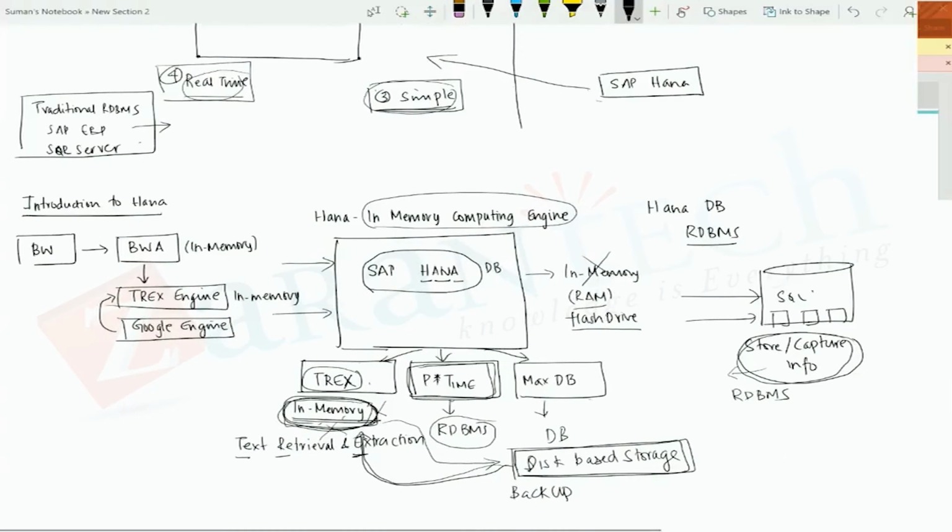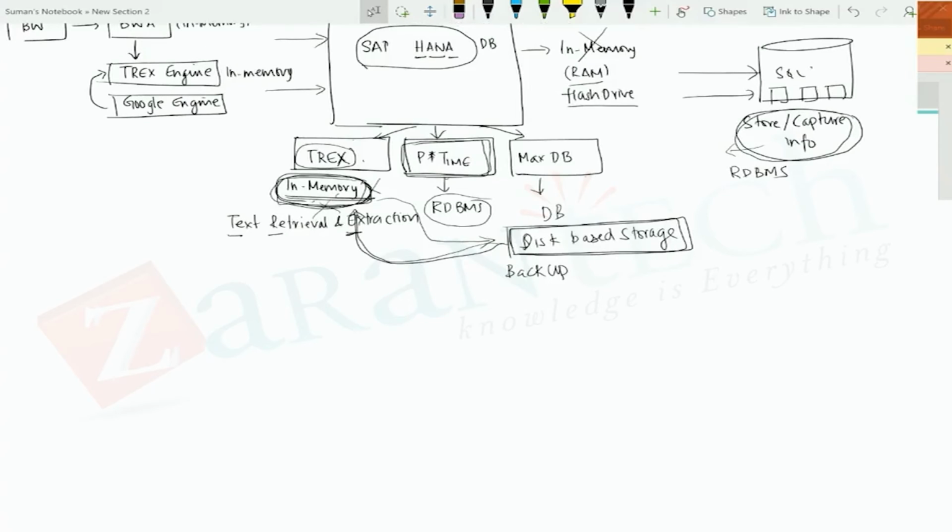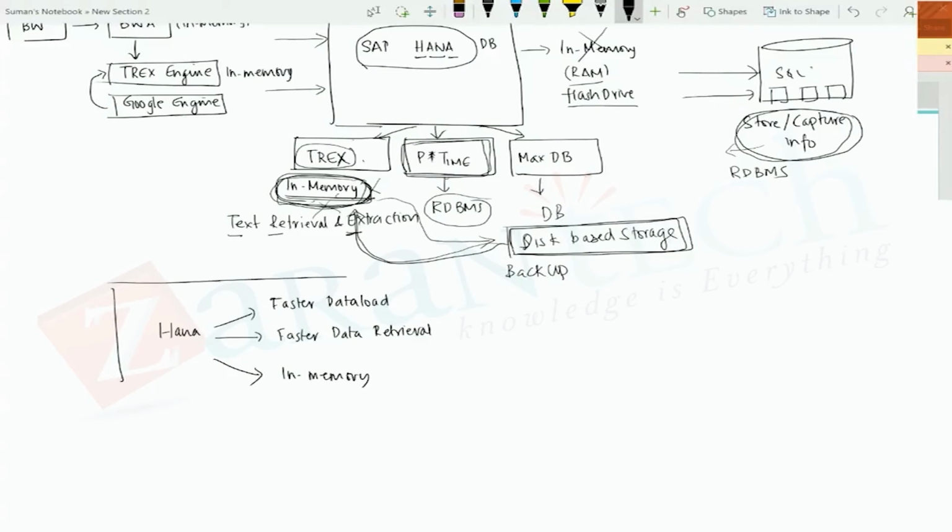So that is an introduction to SAP HANA, right? But let's take a deeper dive. We also understand that the moment we say SAP HANA, we say faster data load. These are the common things that you will hear. Faster data retrieval. You would have heard about in-memory storage of data. So these are some of the common things that you would have heard when it comes to HANA as a platform, right?